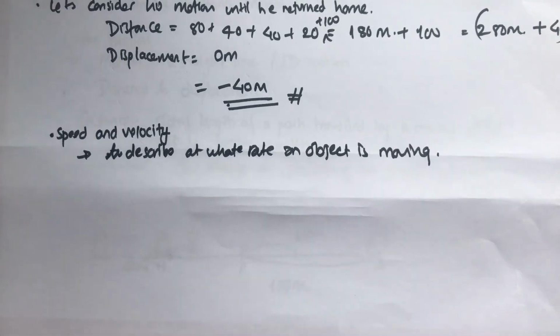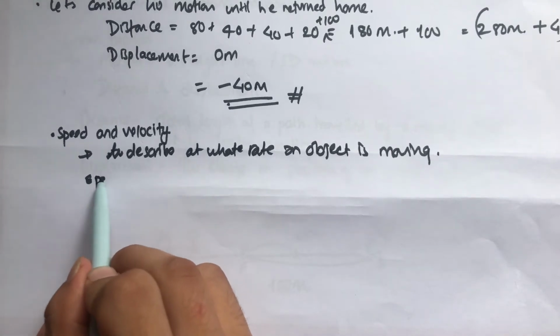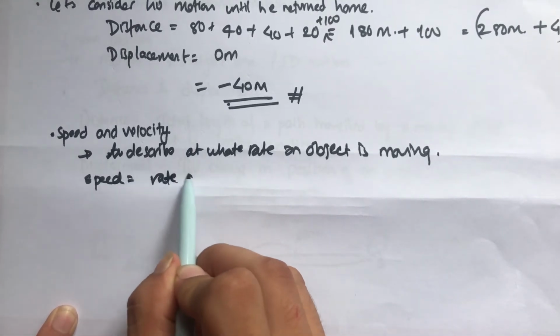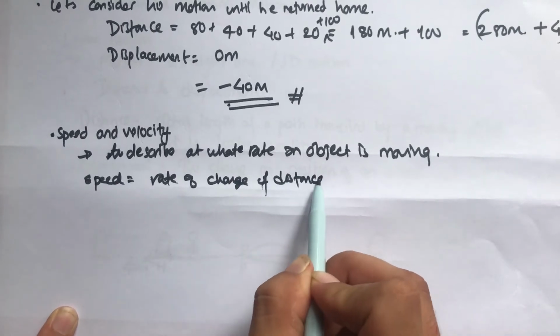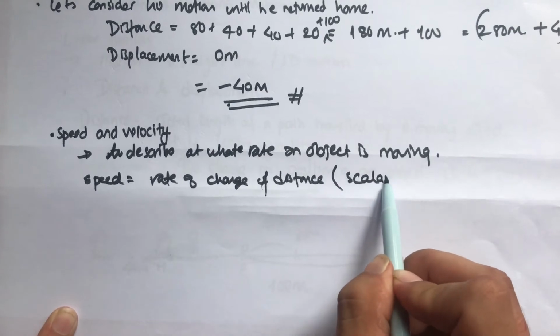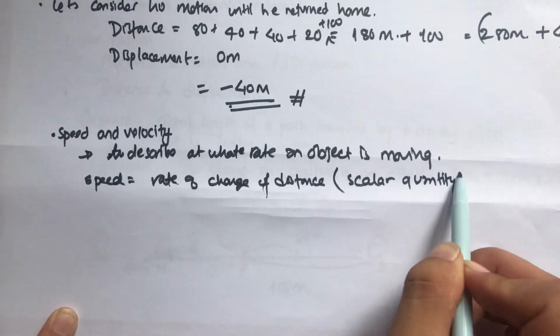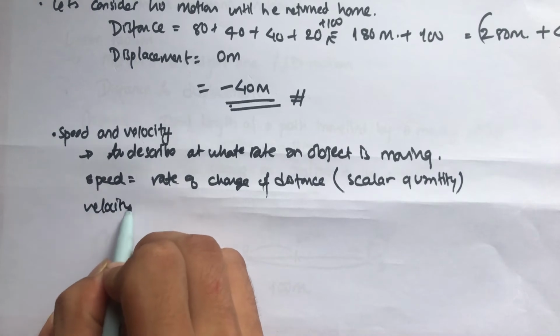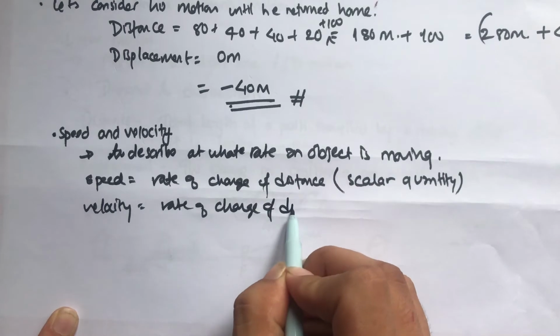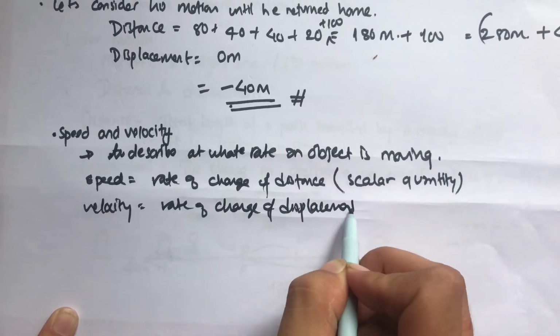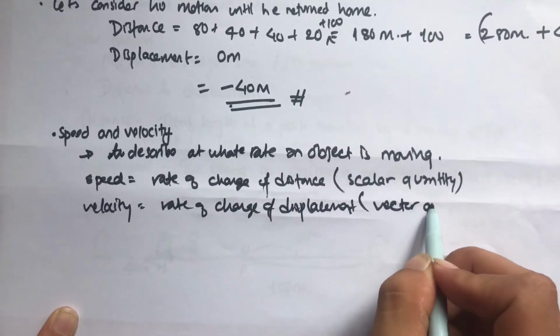So both of these terms are used to describe the rate of the change of distance or displacement, but there is a slight difference between these two. So speed is rate of change of distance, so it is a scalar quantity, and velocity is the rate of change of displacement, and it is a vector quantity.